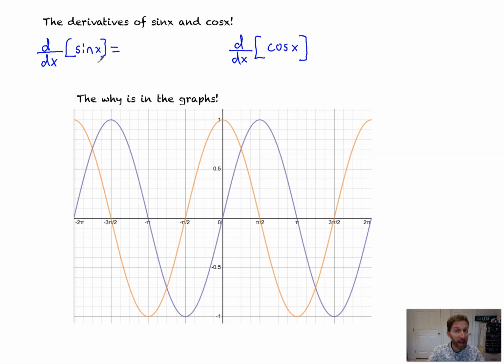The derivative of sine of x, what is it? Well, it's cosine of x. Meaning the slopes of sine of x are described by cosine of x. And I'll show you why that makes sense from the graph below in a second.